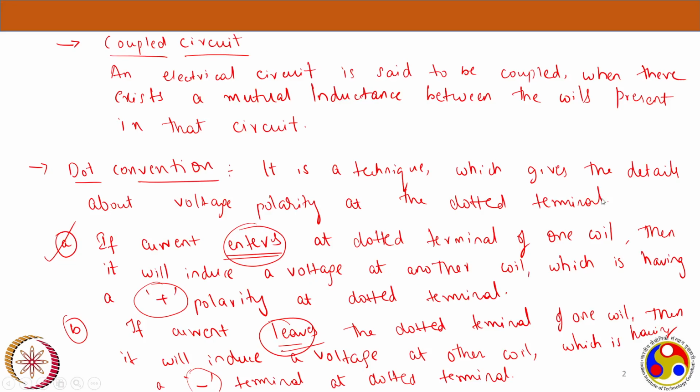Dot convention, the big and important two rules A and B. Please remember these two. If the current enters a dotted terminal, it will induce a voltage at another coil having a positive polarity. If the current leaves the dotted terminal of one coil, it will induce a voltage at the other coil which has a negative polarity. These two laws are applicable in both electrically coupled and magnetically coupled circuits. So no matter what the coupling connection is, these two rules will apply.